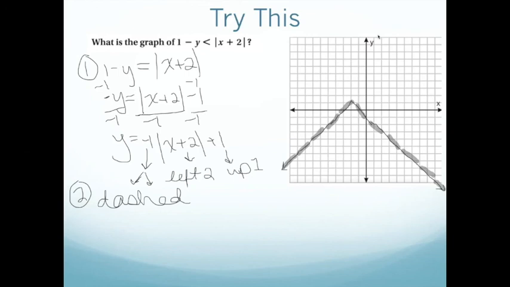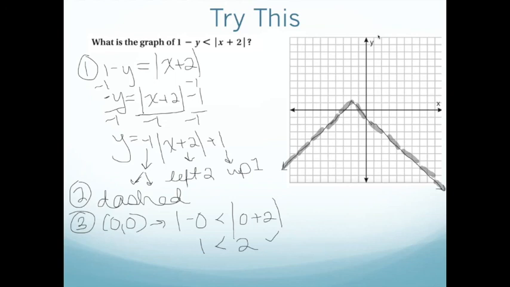Okay, step 3, test a point. Again, 0, 0 is not on my boundary line, so let's use that one. 0, 0 into the original equation. Now this is why we didn't have to worry about dividing by that negative 1 when it was an equation, because we are going to test our point into the very original, whatever the question asked us, not anything that we solved after that. So that's 1 minus 0 is less than the absolute value of 0 plus 2. That's 1 is less than the absolute value of 2, which is 2. Is that true? That is true. 1 is less than 2.